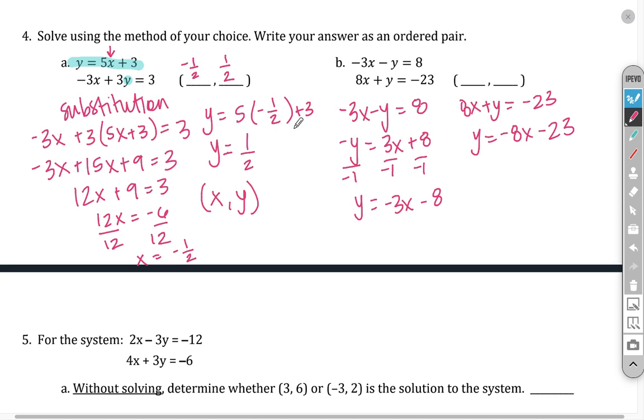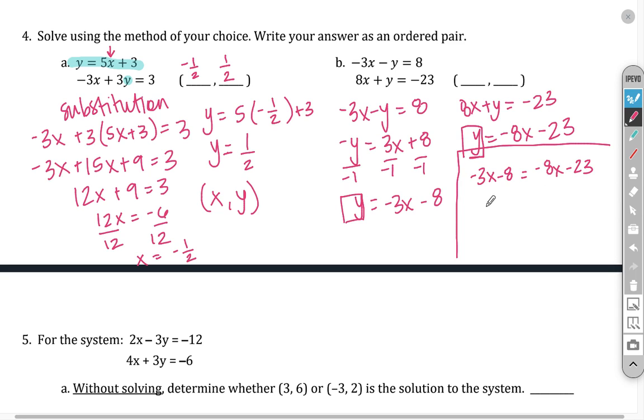All right, so now that we've got both of these set to y, that means they both equal the same thing, which means they can equal each other. So, block this off. We're going to have negative 3x minus 8 equals negative 8x minus 23.